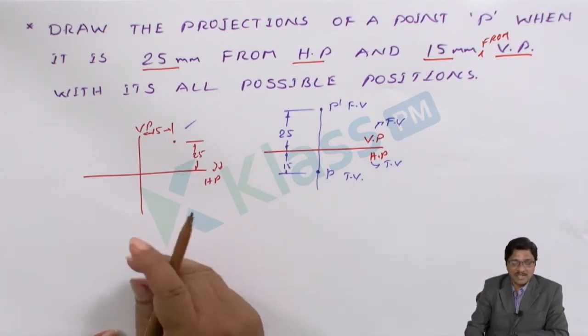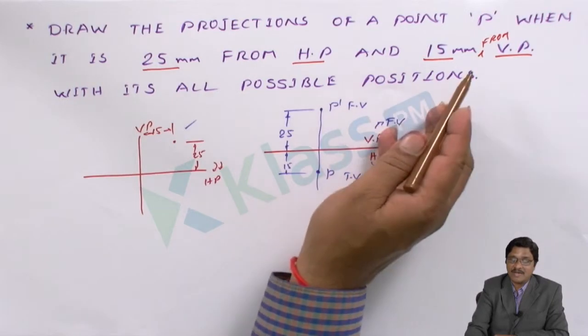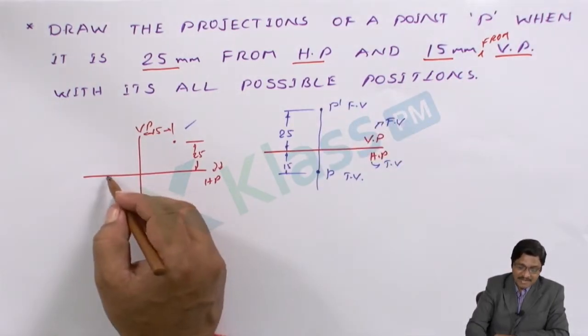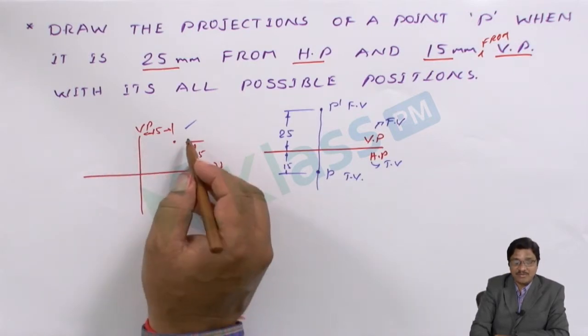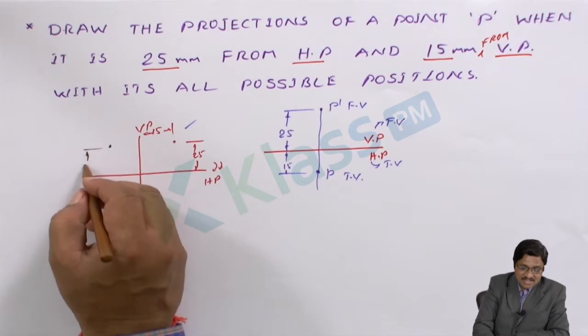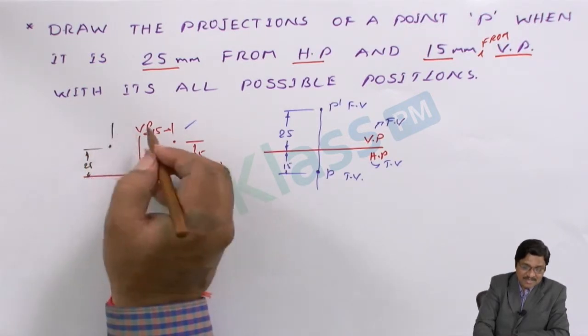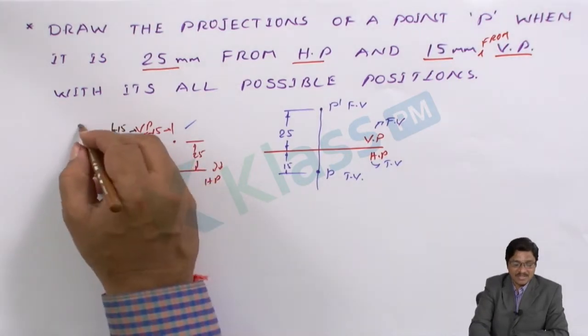What is the second possibility? You have to maintain the same details every time. It should be 25 mm from HP and 15 mm from VP. If I take 25 mm above, I may take 15 mm behind. Already in front is over, so I may consider this as behind. So now you can check here. This is 25 mm above and this is 15 mm behind. When you move to this position, this quadrant comes as the second.